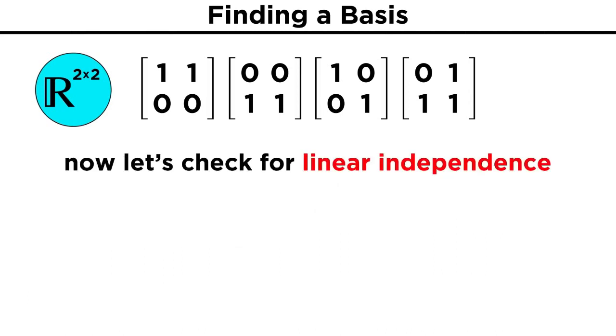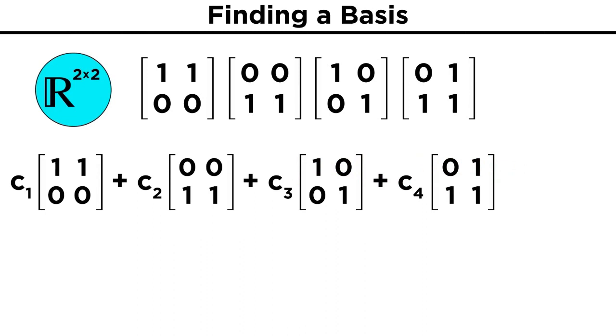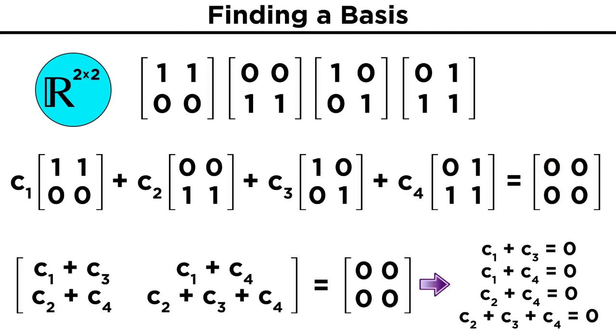Next, we must check for linear independence. Let's take the same linear combination we just used and set it equal to a matrix full of zeros. We end up with the same equations as before, but with all the values on the right-hand side being equal to 0.